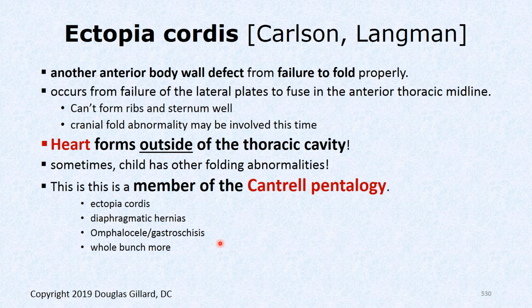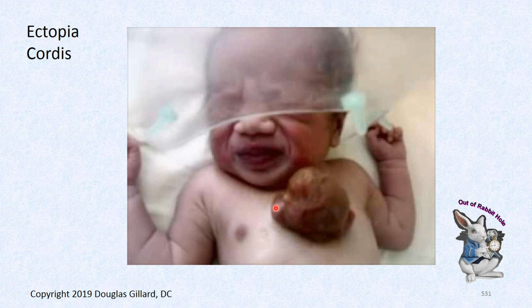Not a whole bunch. There's only a pentalogy. There's only one more. Who are we missing? Forgot who we're missing, but here's an ectopic cordis. So that's a beating little heart, and if you go on YouTube you'll see little kids 6, 7 years old, and they still have a heart sitting out here. Sometimes it's down by the umbilicus.